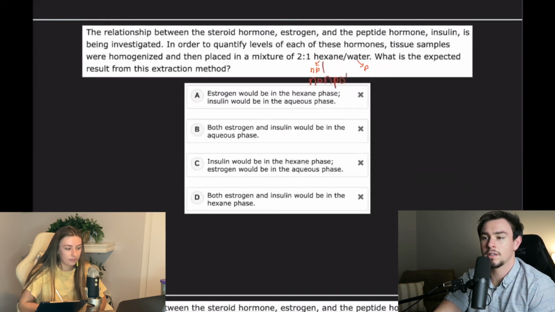What is the expected result from this extraction method?